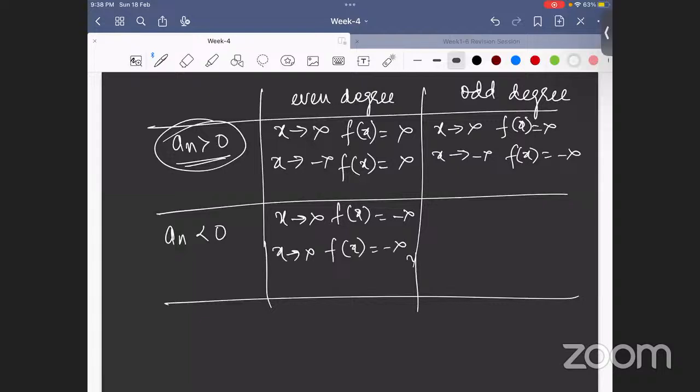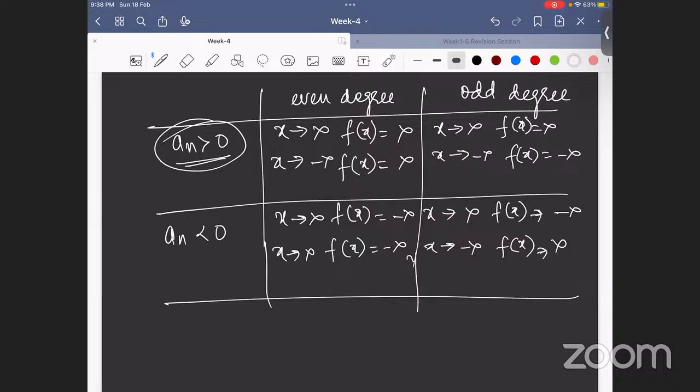Yes, sir. Correct? Similarly, for the odd degree, x tends to infinite, this will be minus infinite, I guess. And whenever x tends to minus infinite, this function will be infinite.